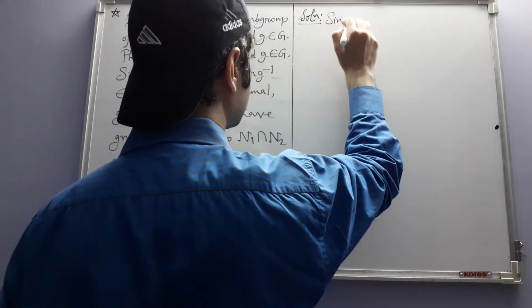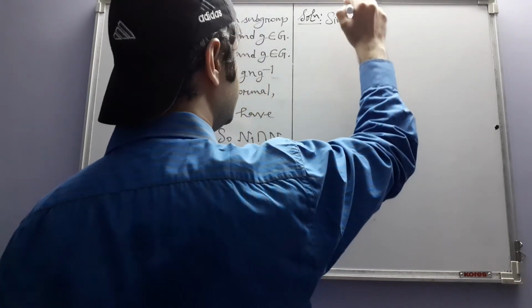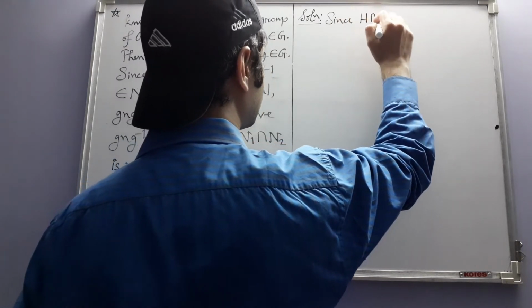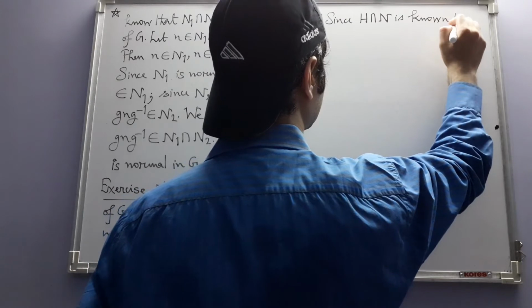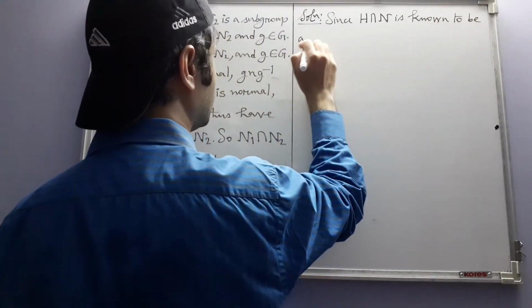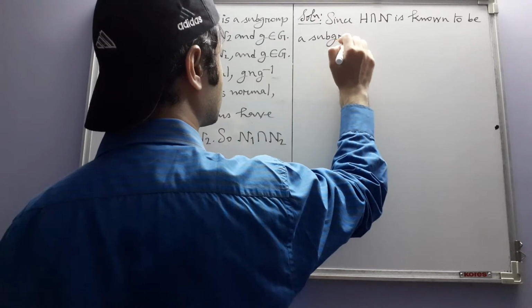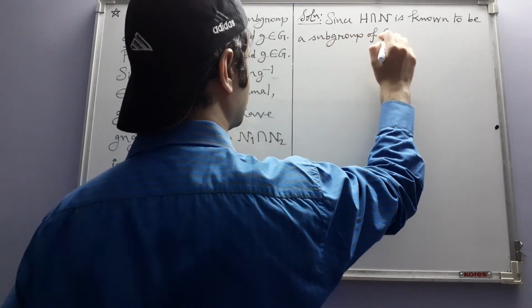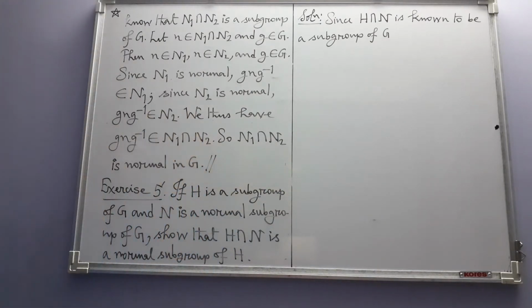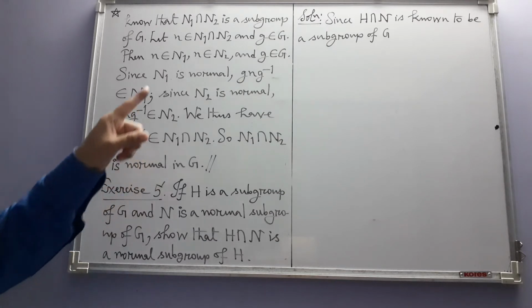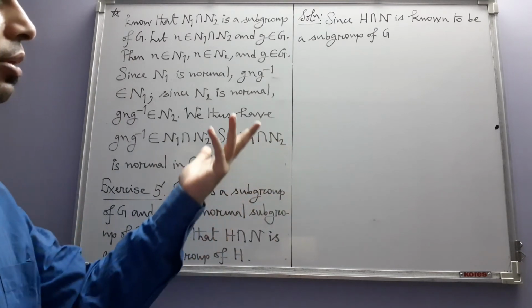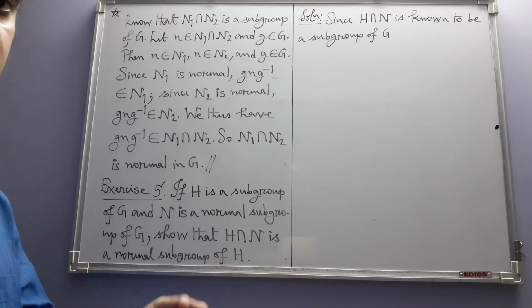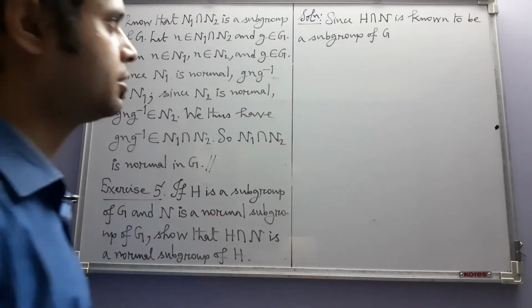Since H intersection N is known to be a subgroup of G. We are able to say this because when we studied subgroups, we saw that if we take the intersection of two subgroups, then it's again a subgroup. That's what we are using here.